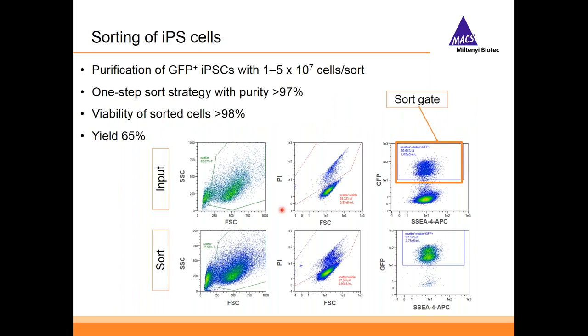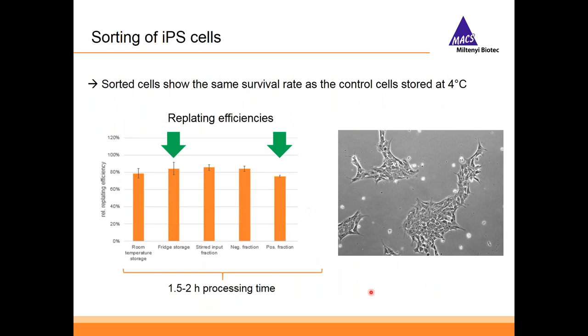We purified GFP positive iPSCs in this case with a one-step sort strategy, and ended up with 97% purity coming from 20. Here you can see the sort gate. The viability was just fine with 98% after the sorting process, but of course the viability is not all we wanted to test in this case, we also really wanted to test the downstream functionality of these cells. And this was done by replating the cells and checking for the survival rates, which were observed during these replating efficiencies.